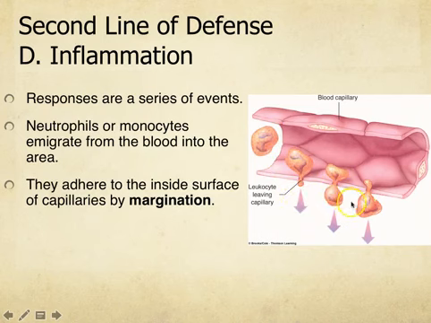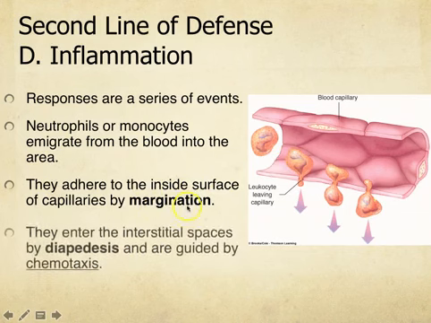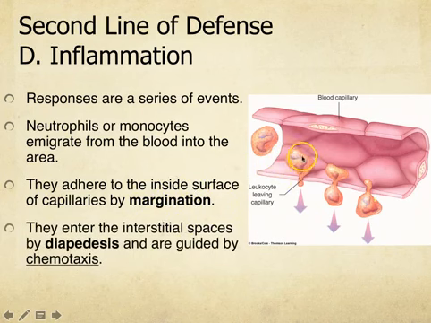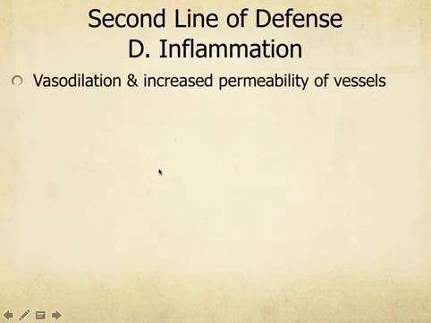I don't know if you've ever seen those videos of octopi getting through tiny little cracks and stuff, how they just squeeze right through things. It's kind of like that. Anyway, they adhere to the sides of the capillaries. The term that they use is called margination. And then they enter that interstitial space by diapedesis. Okay, and they're guided by chemotaxis.